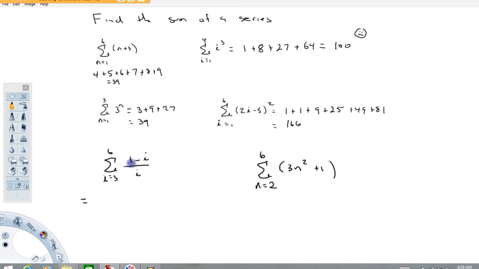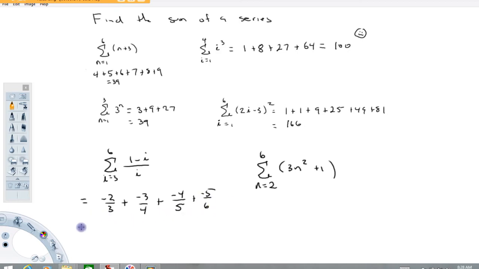Starting at i equals 3, 1 minus 3 is minus 2 over 3, plus, going to 4, the next term, 1 minus 4 is negative 3 over 4, plus, next term, now we're at i equals 5, 1 minus 5 is negative 4 over 5. Next term, for the 6, 1 minus 6 is negative 5 over 6.